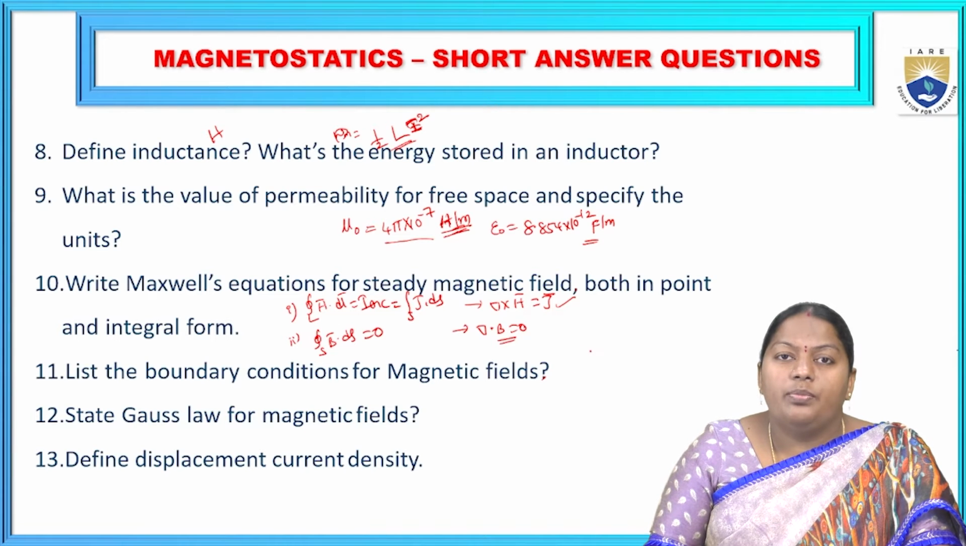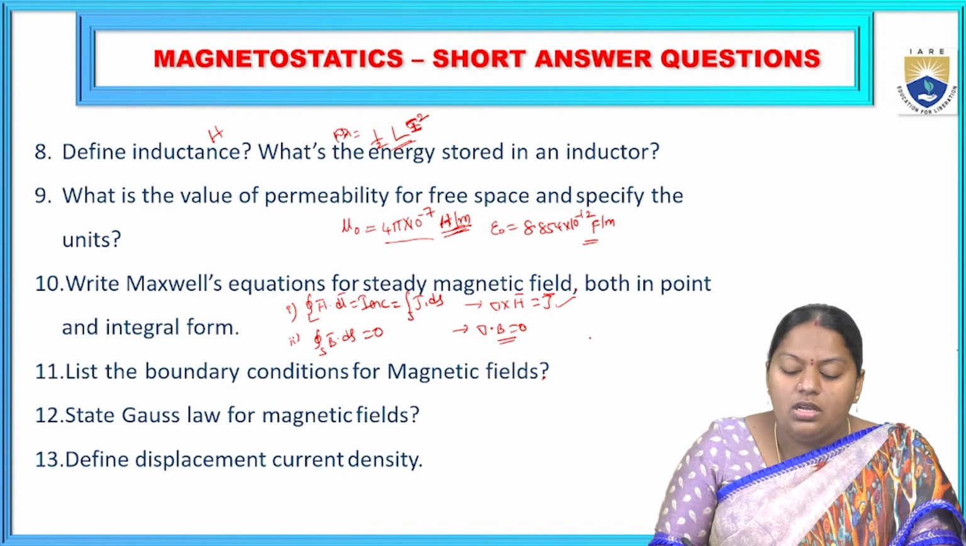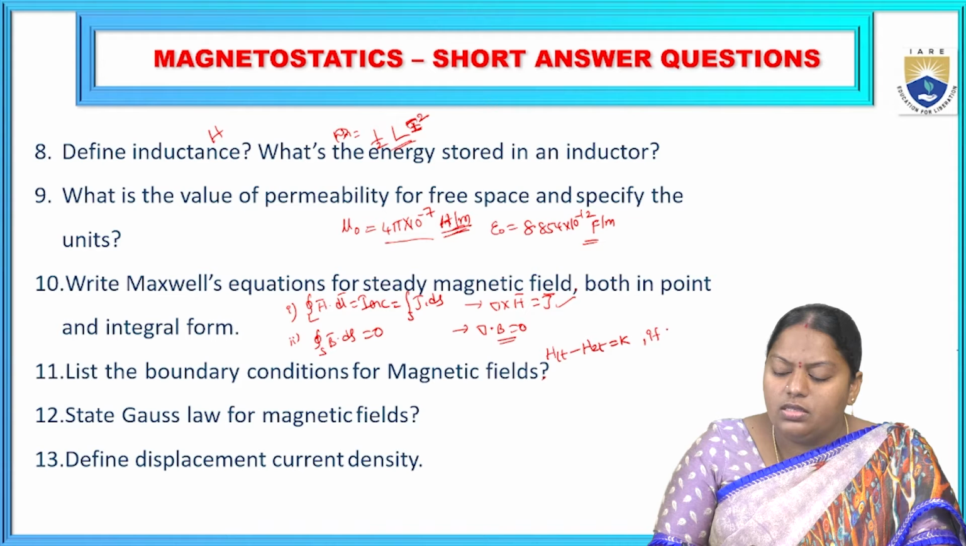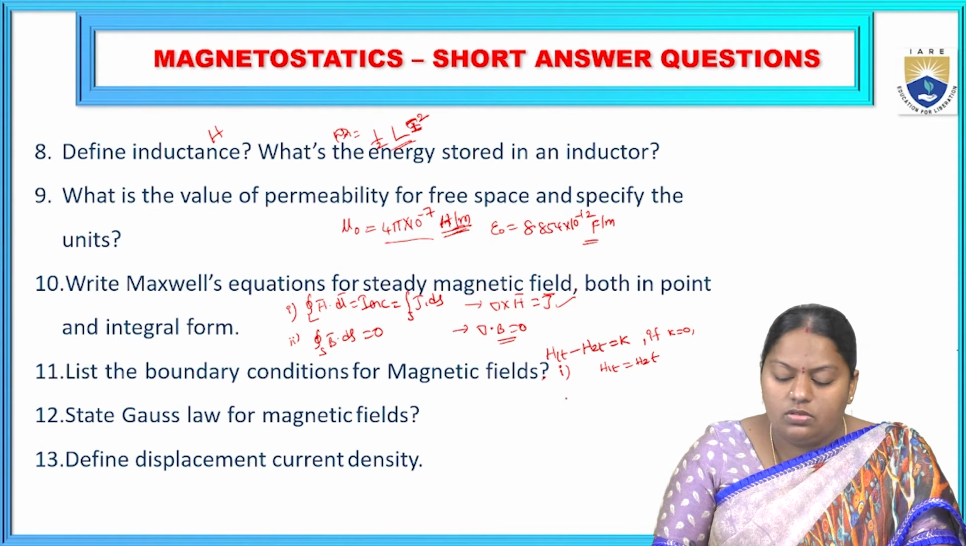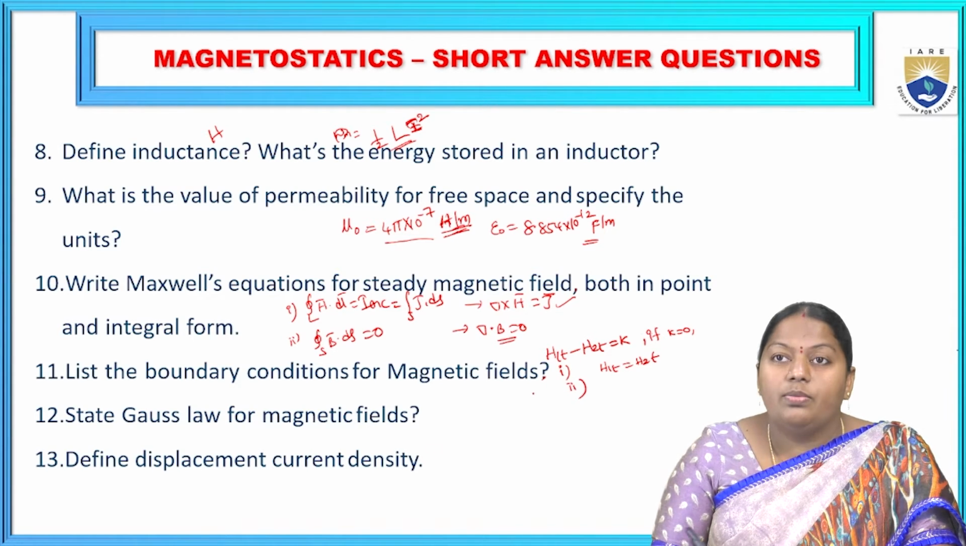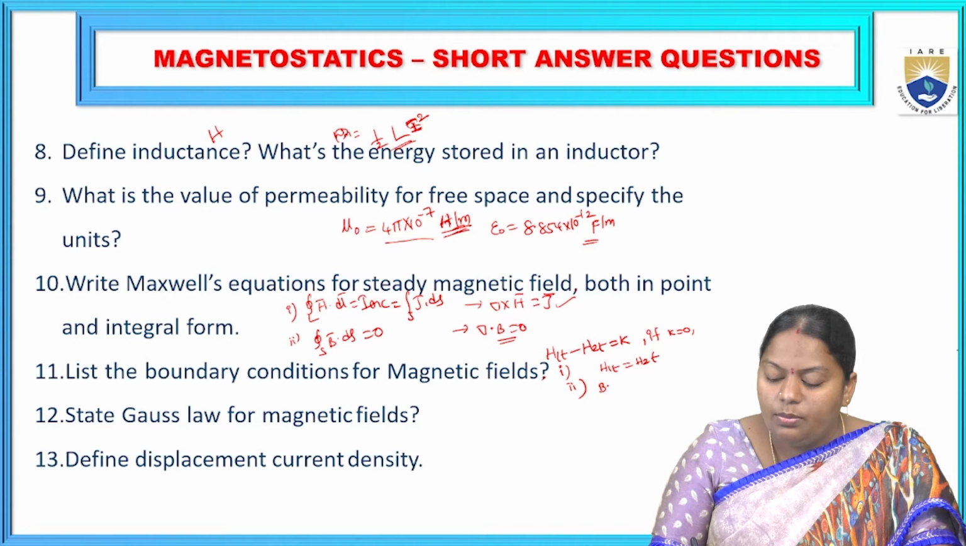Between two magnetic media, we have two different boundary conditions related to the normal as well as tangential components. For the tangential components, it can be written as H1t minus H2t equal to K. If the current density K is equal to 0, then H1t equal to H2t. And the second boundary condition is given by B1n is equal to B2n.